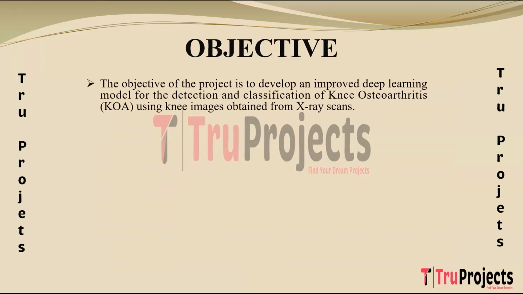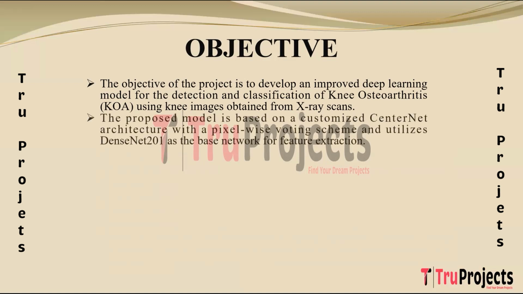Objective. The primary goal is to create an advanced deep learning model tailored for detecting and classifying knee osteoarthritis KOA using knee images derived from X-ray scans. The aim is to improve upon existing methods by leveraging deep learning techniques for more accurate and efficient detection and classification of KOA. The proposed model is built upon a customized CenterNet architecture incorporating a pixel-wise voting scheme.